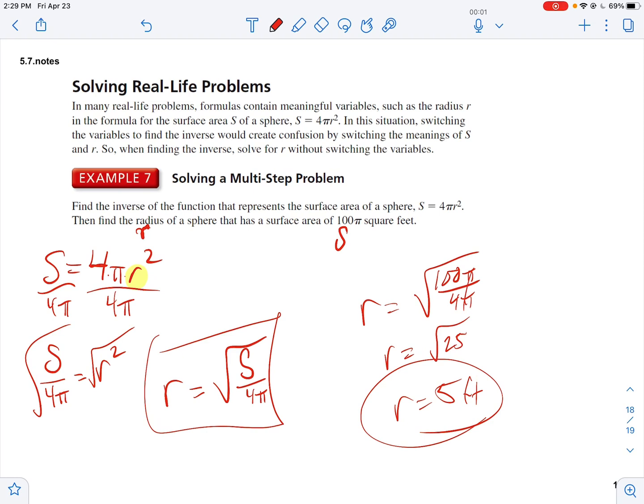That's it. So when you're dealing with word problems, just rearrange it. When you're dealing with XY functions, rearrange it and then switch the X and Y, or switch the X and Y and then rearrange it. That's how you get your inverse.